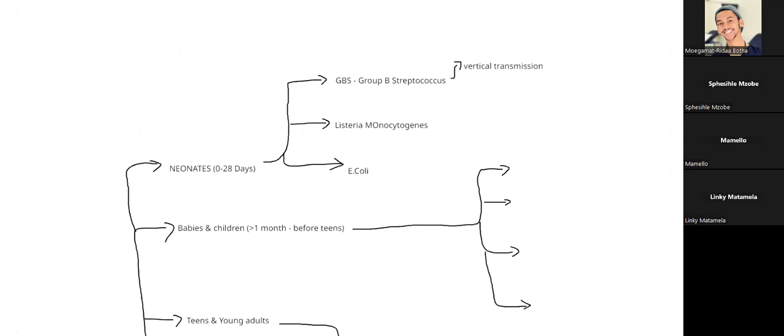Okay. And then I would like to mention the E. coli. The E. coli is also vertical transmission during childbirth, and neonates are exposed to E. coli in the maternal genital and gastrointestinal tracts. Okay, so E. coli as well, vertical transmission.